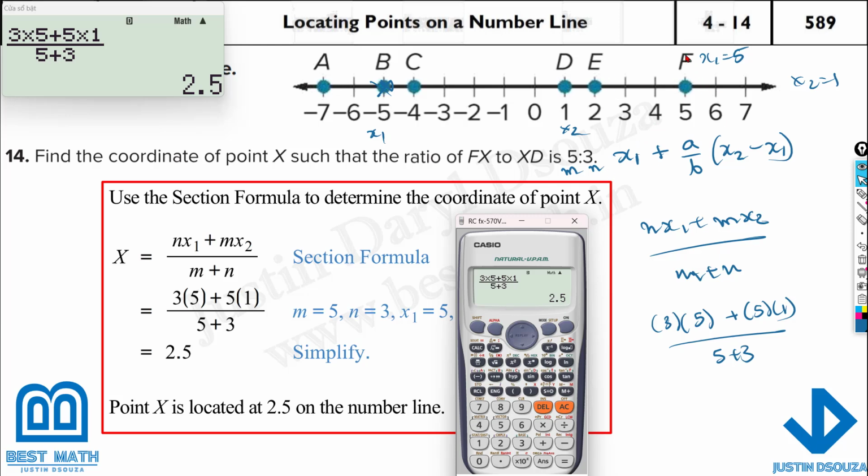Now here they have told f to d. Even if it's f to d or d to f, it's fine. It depends on which is told first. First is f, then we go to x, and then we go to d.